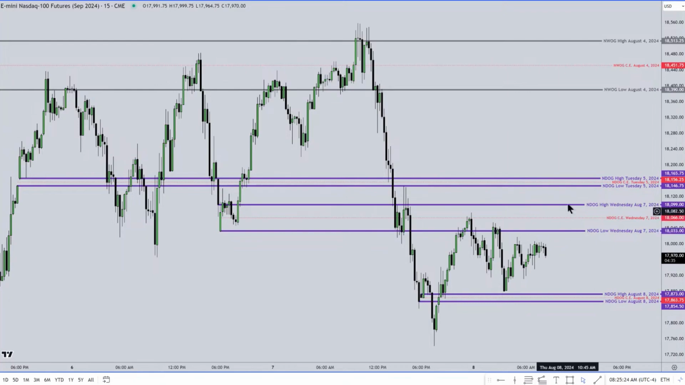But this is a significant range here, from 18,099 to 18,033. So we have 66 handles or so in here. That's a pretty significant price range, so you would want to look at the quadrants in that. You simply put the fib between the high and the low that make up that new day opening gap.